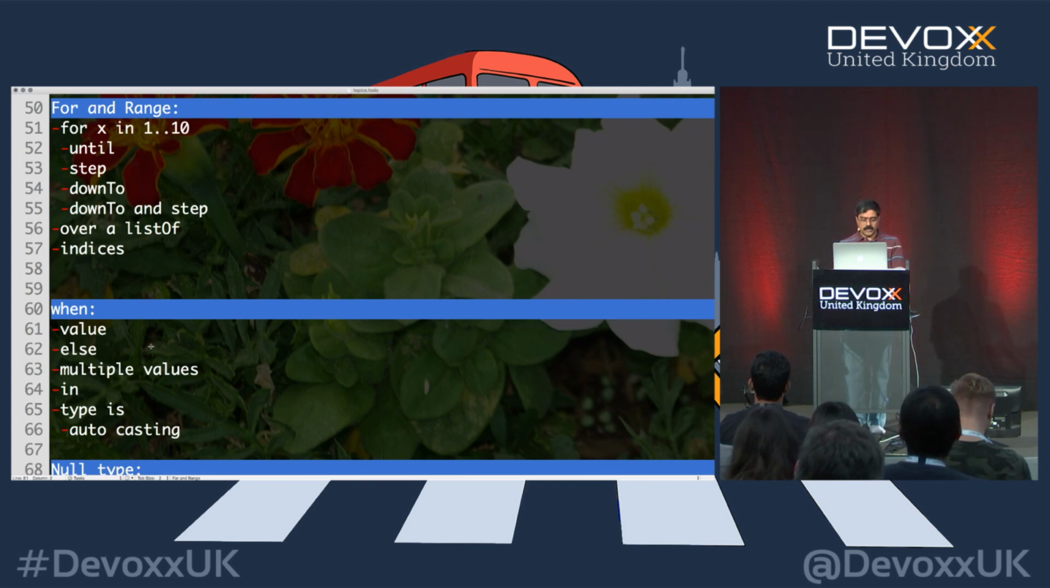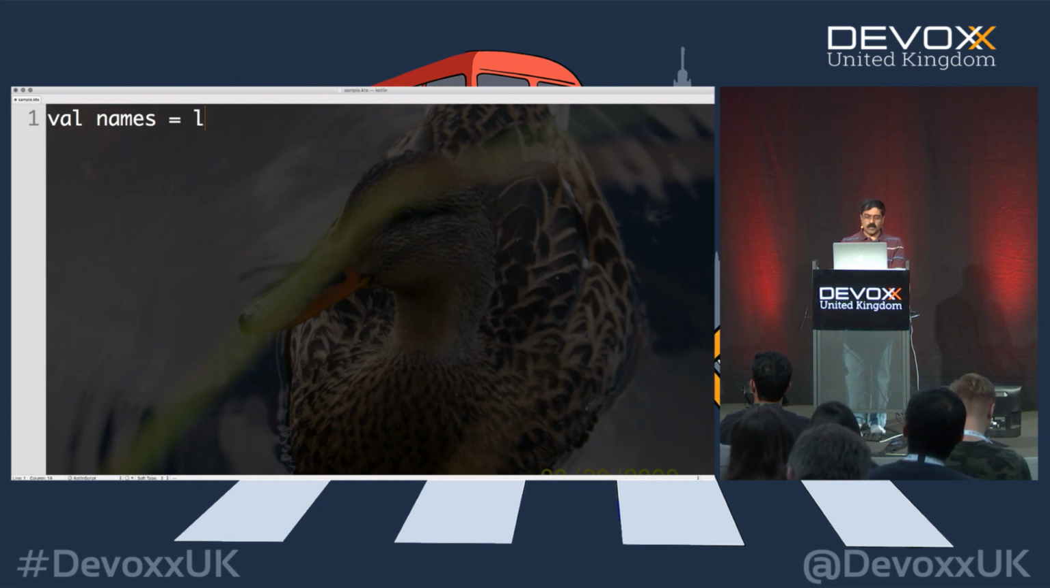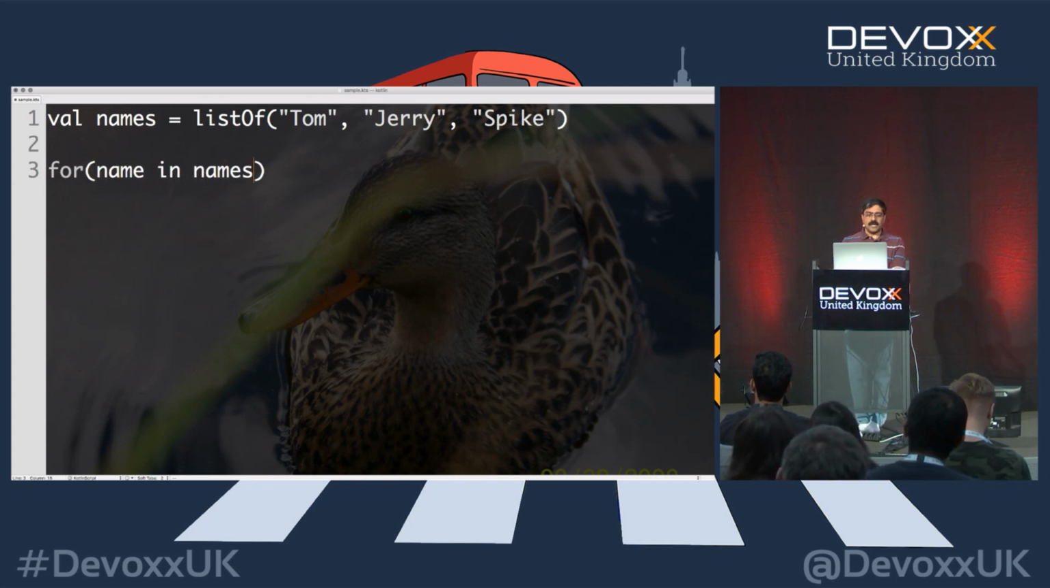And of course, you can also use a list of items. So for example, if I wanted to say names is equal to list of, let's say Tom and Jerry, and let's say in this case we also include Spike. Now what I want to do is to say for, let's say, name in names. This is what Java 5 really wanted to do, isn't it?